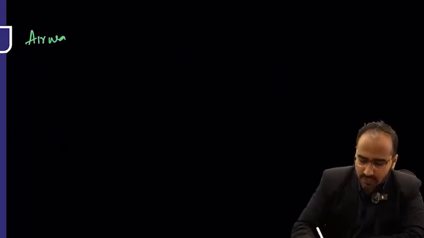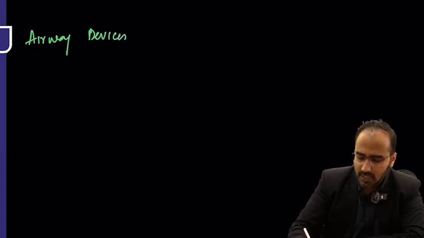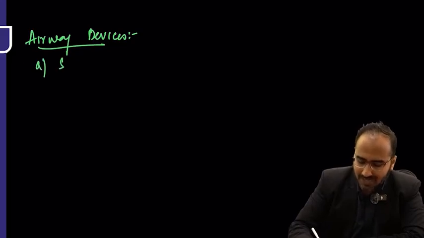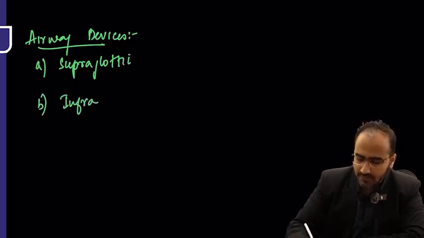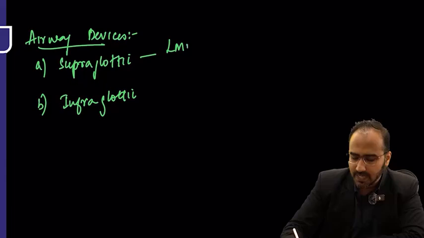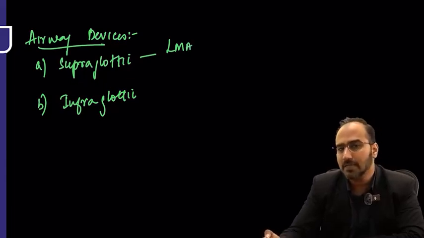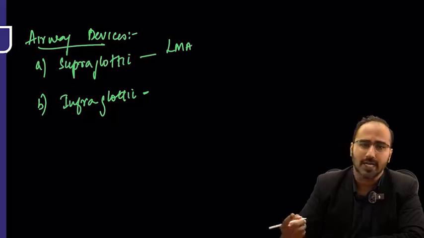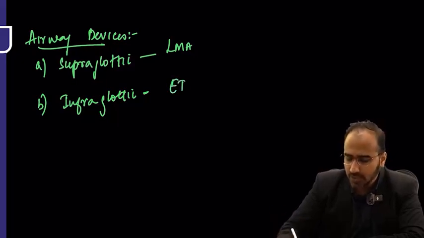Okay. So now starting with what? Airway devices. In airway devices, we are having two types of airway. One is called as the supraglottic airway and other is called as the infraglottic airway. In supraglottic airway devices, we are having all LMAs, laryngeal mask airway, Goodell's airway, all airway devices are supraglottic. Okay? Infraglottic airway, which goes into the trachea, is only one. What is that? Endotracheal tube.